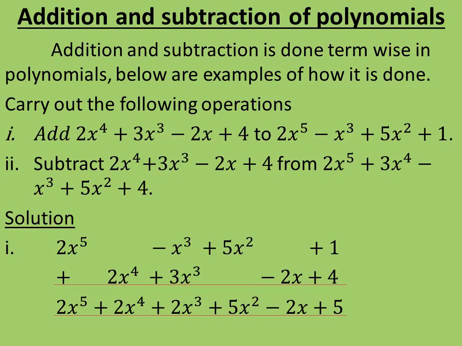Then we proceed to the power of 4. There is nothing with the power of 4 up there in the first equation. In the second equation, we have 2x raised to power 4. So it's just like you add 0 to a number. We are going to write that number back, and here we are going to write plus 2x raised to power 4 back, and the same situation happens to 2x raised to power 5. Here is the solution to the second question.